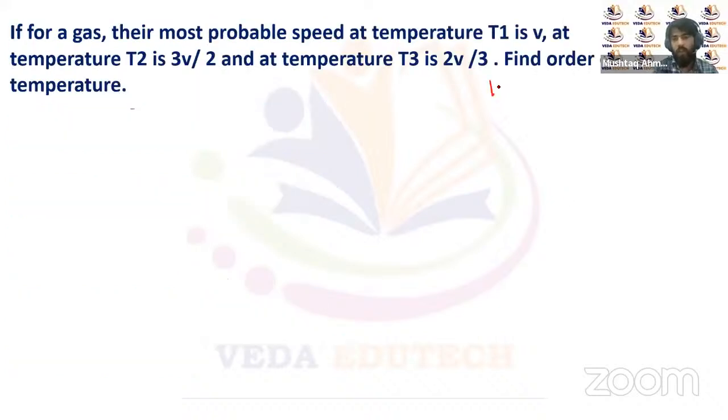We can say that the most probable speed is actually proportional to the root of temperature, right? So upon increasing the temperature, the most probable speed will increase, right? So you can see here the maximum is 3v by 2, and then at T3 we have 2v by 3, and at T1 we have v, right?